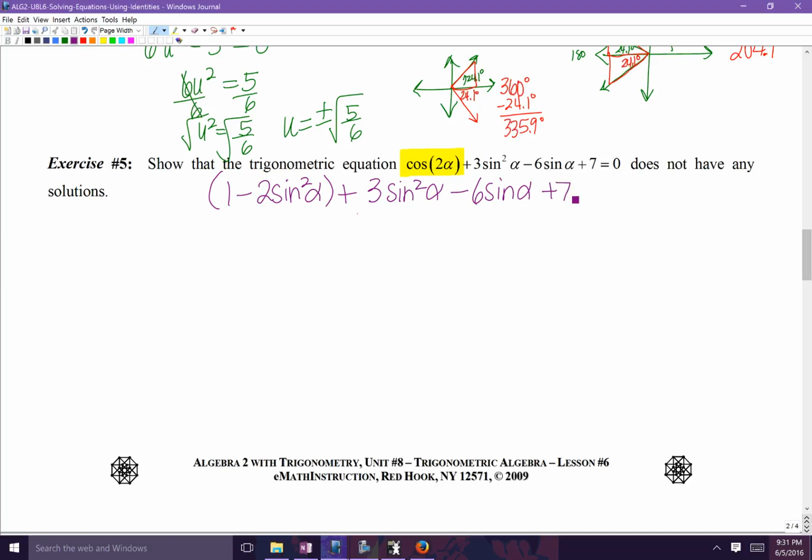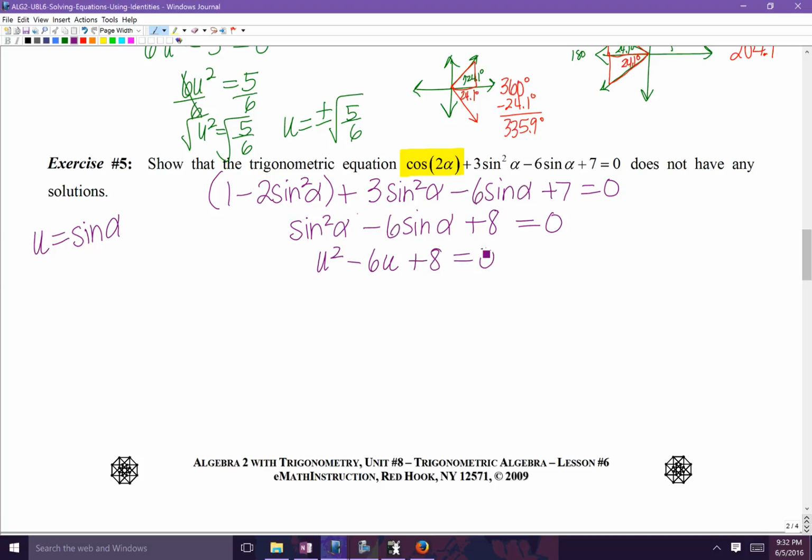All right, so let's see. What can I combine here? I can combine my negative 2 sine squared of alpha plus 3 sine squared of alpha, because they're both sine squared alphas. And I get sine squared alpha. My minus 6 sine of alpha is going to stay because there are no other sine of alphas. And that positive 1 and that 7 can get combined to be 8. Again, I'm going to use my u. I'm going to say u stands for sine of alpha. So now I have u squared minus 6u plus 8 equals 0.